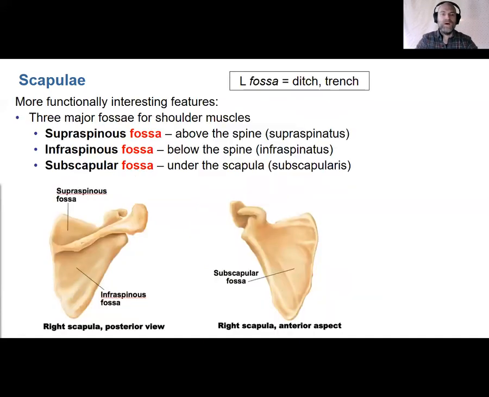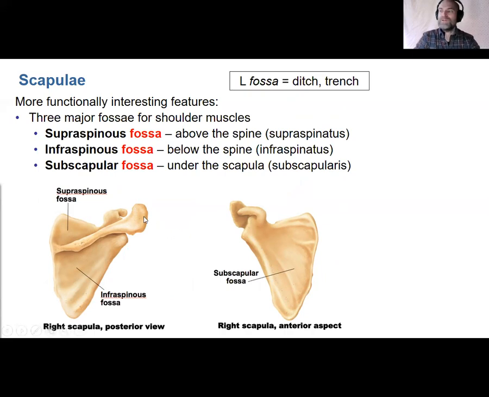We can look at both the anterior and posterior views together here to see how this looks in 3D. Again, it's a little bit of a funky bone shape. A couple other features of the scapula you should know are some additional fossa. So I mentioned the glenoid fossa, which is that shallow cup. We have 3 others that I want to walk you through.